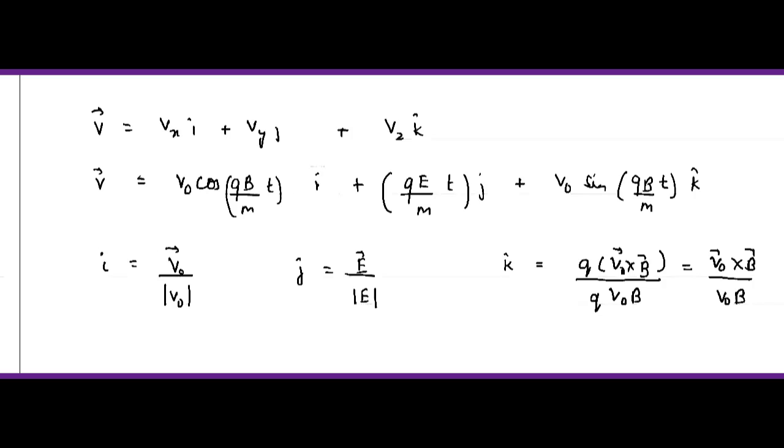So we just need to put the value of i here. So this is the final expression for velocity, where i is v naught vector by mod of v naught, j is E vector by mod of E, and k cap is equal to v naught cross B divided by v naught into B. So this is all we have found.